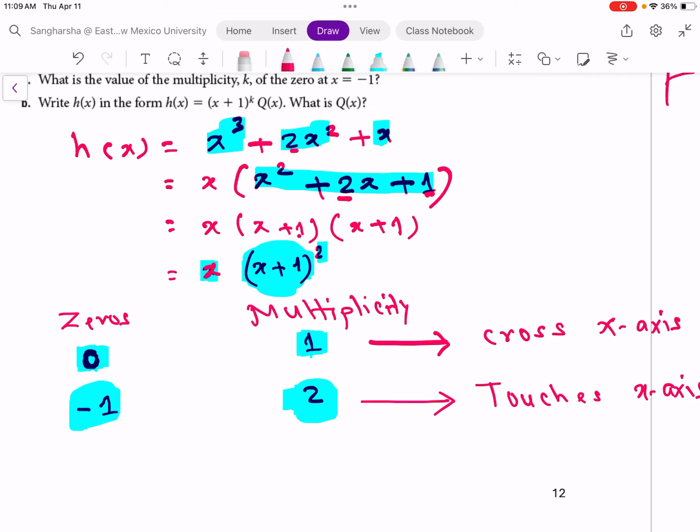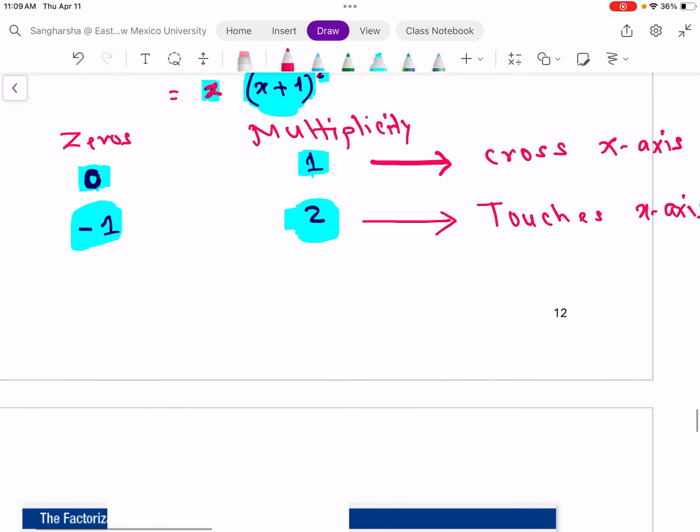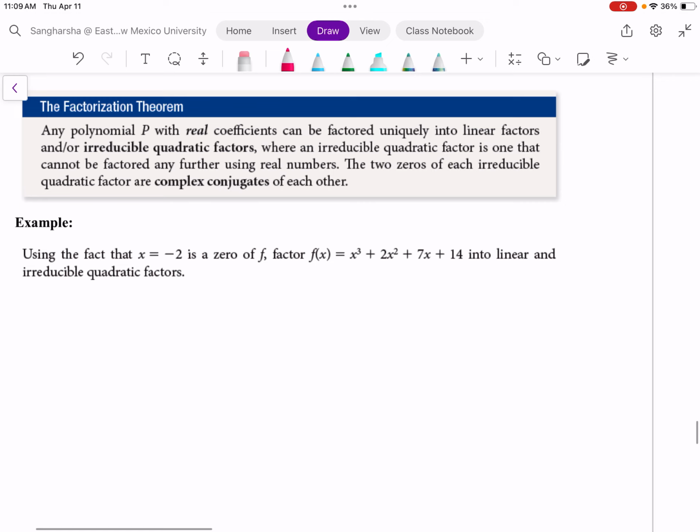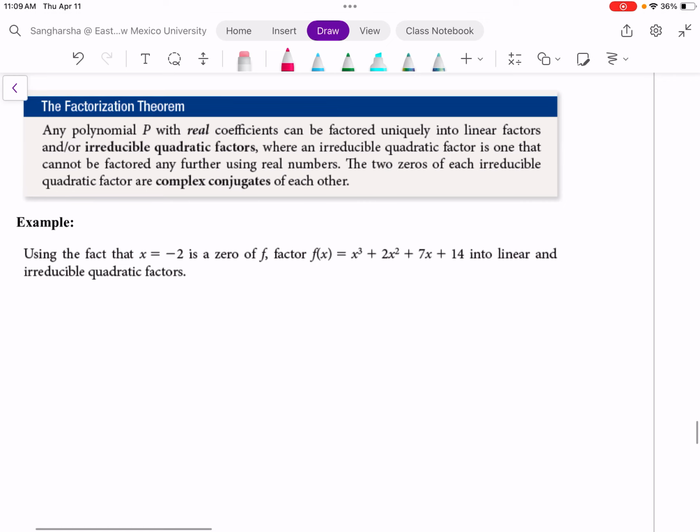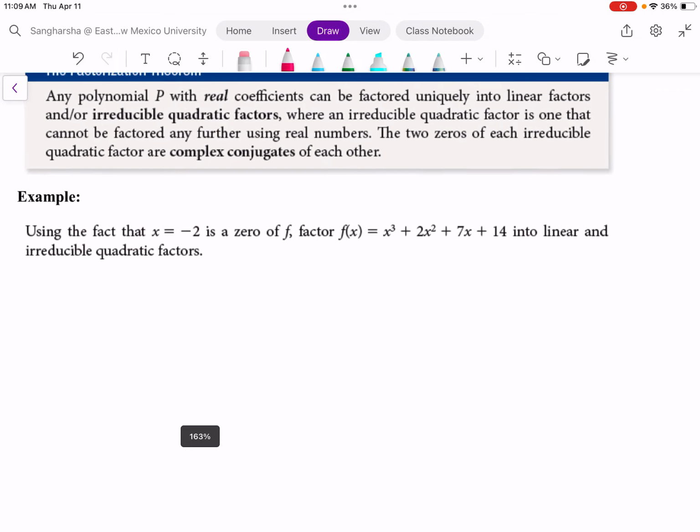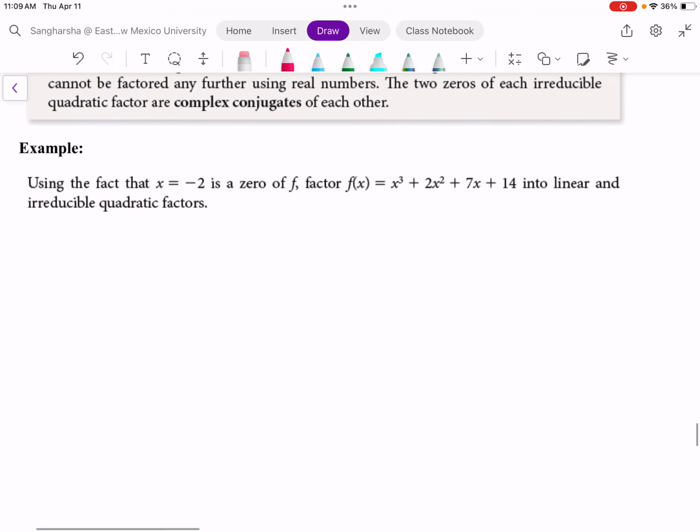Any question here? This is what we did earlier. Now let's go to the next example. Let's not go to the factorization theorem yet; we'll start from the example. Using the fact that x equals negative 2 is a 0 for this function, we need to factorize this function. That's all we need to do with the help of negative 2 as a 0.